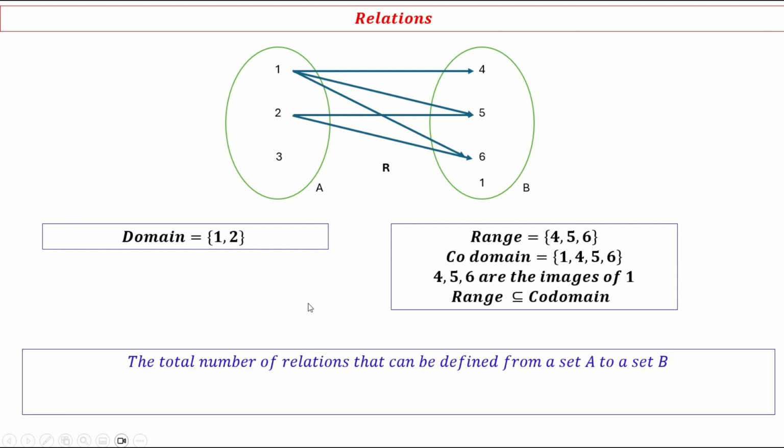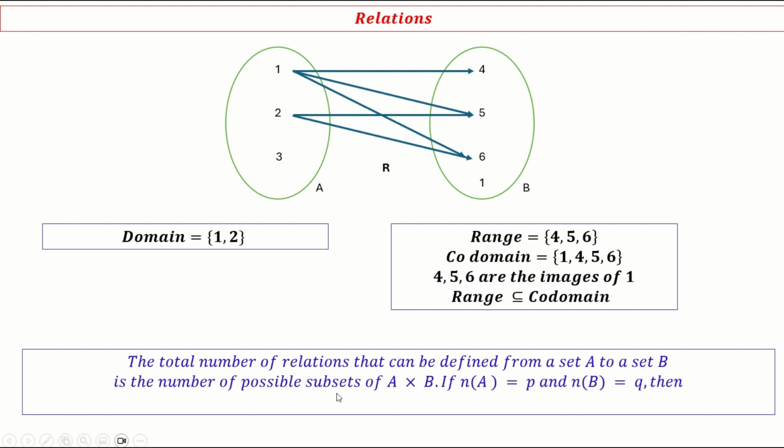The total number of relations that can be defined from set A to set B is the number of possible subsets of A cross B. If the number of elements in A is P and the number of elements in B is Q, then the number of elements in the Cartesian product is PQ, P times Q. Then the total number of relations possible from A to B is 2 to the power of PQ. Remember this.